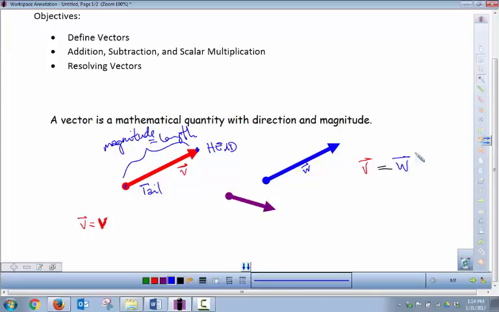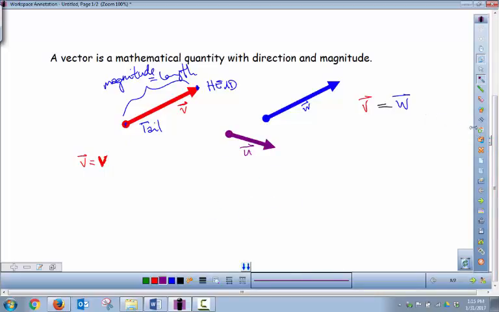Because it has the same direction and magnitude. And then we can call this other vector, kind of run out of names after V and W. What comes after W? X. X, Y, and Z, we kind of have reserved that. So sometimes people start with A, B, C with vectors, but sometimes A, B, C's are numbers.